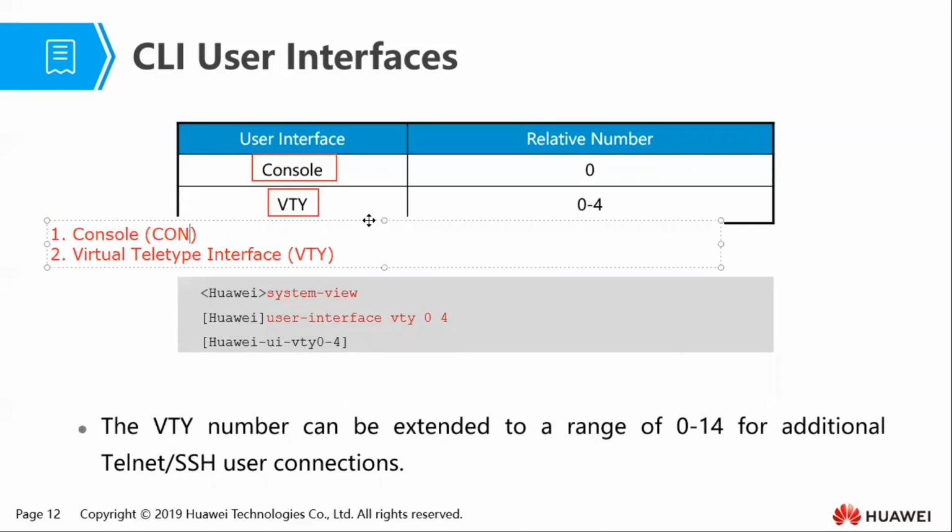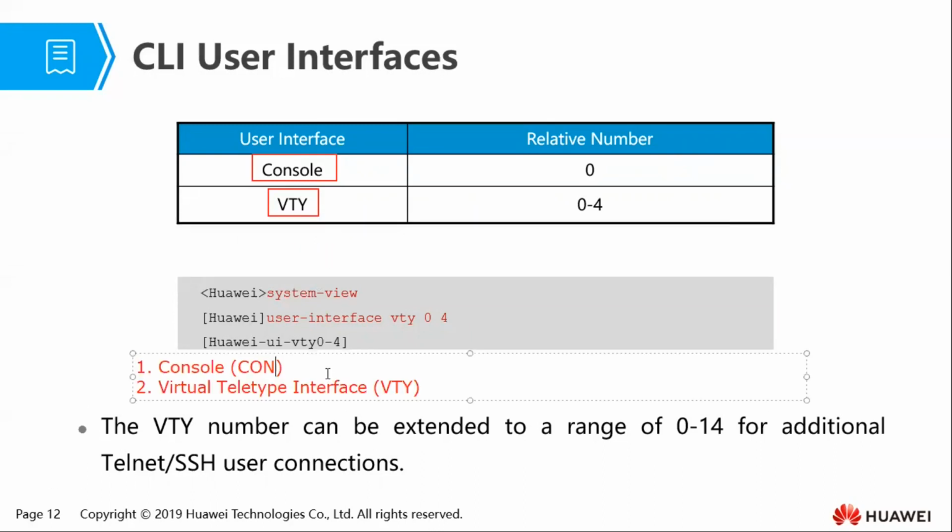Now, we already talked of the console interface or the console cable. When you connect via the console cable, it gives you an interface, and the relative number for that interface is 0, meaning that you only get one interface at a time, because you cannot connect more than one console cable in a router or a switch. So the console interface gives you just a single interface.